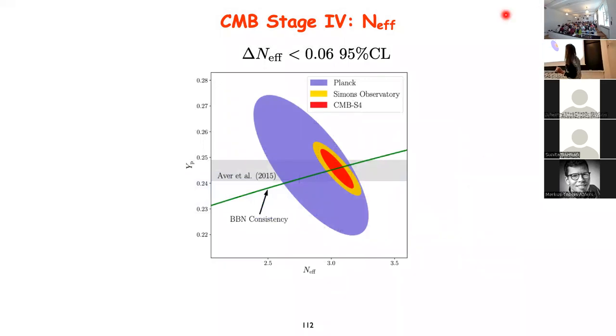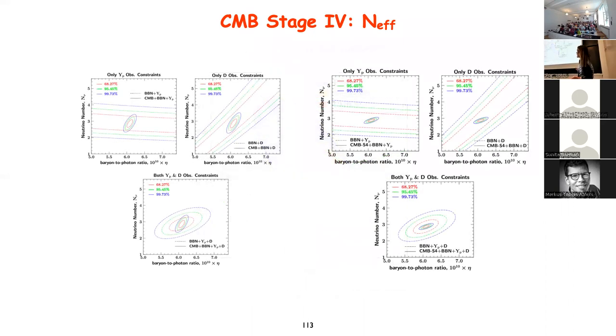We have the CMB, and we will have the Simons Observatory and CMB Stage 4 for measurements. Here I show you, in the plane of helium and N_eff, the current constraints from Planck and the expectations. We are really going to decrease the errors on N_eff from future observations of the CMB, such as those that will be carried out by the Simons Observatory and CMB-S4. Here I show you the current status and the future one.